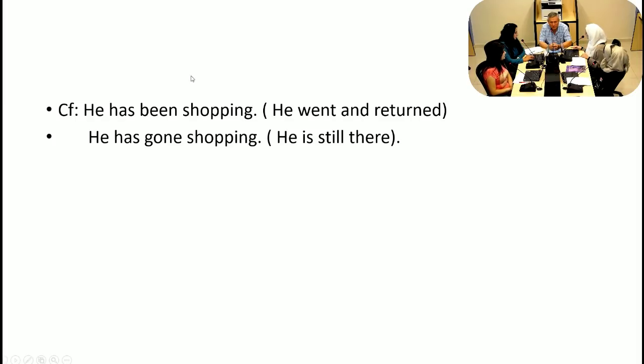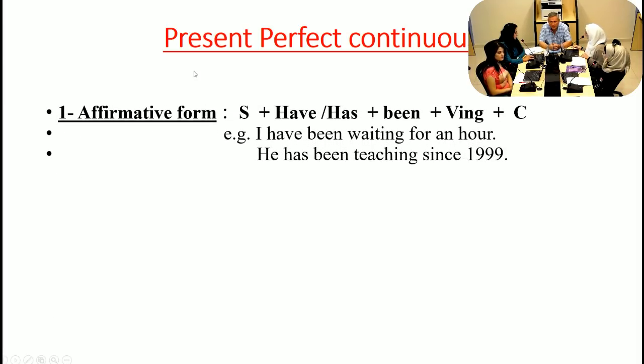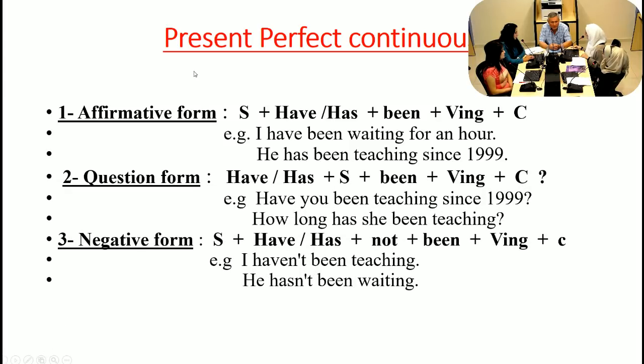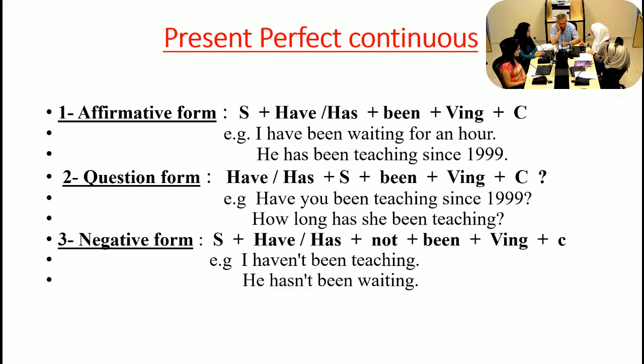Yeah, thank you. Next, Miss Samar, present perfect continuous. Miss Sana. Okay, thank you. To form the present perfect continuous in the affirmative form, we start with subject plus have or has and been plus verb ing. For example, I have been waiting for an hour. Another example, he has been teaching since 1999.